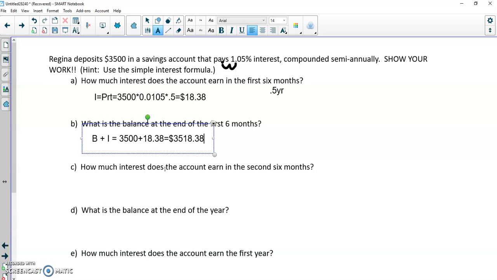So now how much interest does the account earn in the second 6 months? This is where the whole compound interest kind of comes into play, because your principal now is not $3,500. Your principal is this $3,518.38, because that's what is in your account at the end of that first 6 months. So now you have a new principal, which is how your interest is compounded. So we can still use that simple interest formula because they only are asking for the interest here.